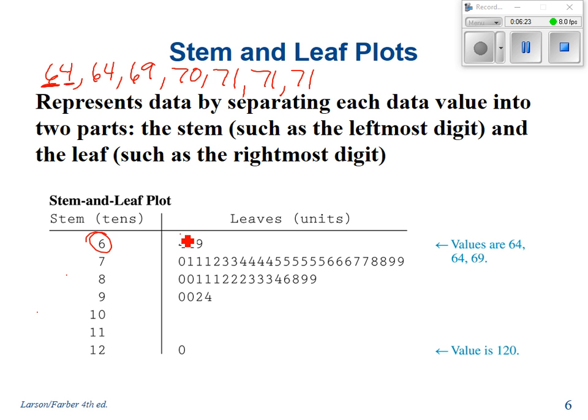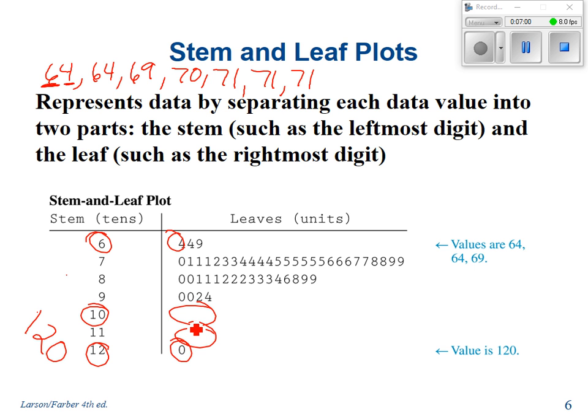So this 6 and this 4 right here go together to make 64. Let's jump way down here, this 12 stem goes together with that 0 to make 120. Notice, what values did we have in the hundreds, 110s range? There wasn't any. But we still need those stems in there to keep it uniform. We want them in numerical order.